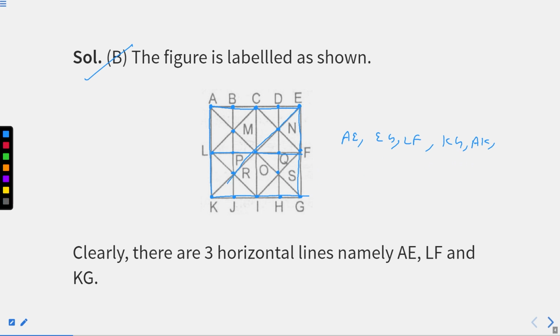Now you can see E to K, we have another line. I hope you find this. A to G, we have another line, right? L to C and C to F. Which one? L to C and C to F are another line. F to I to L. Which one? F to I and I to L. You have another lines. Then you have three vertical lines, that is BJ and CI. Which one? BJ and CI. And the last one is DH.